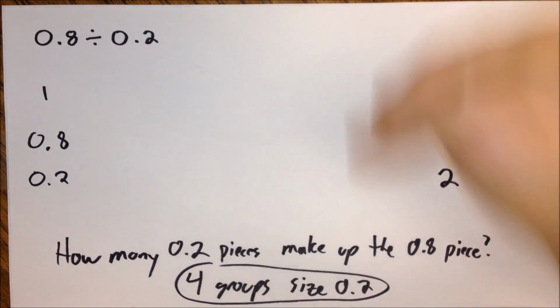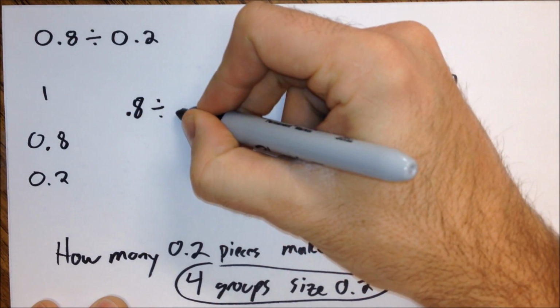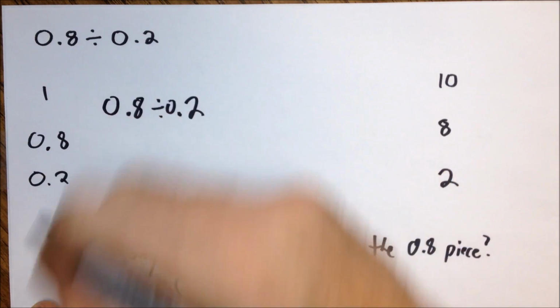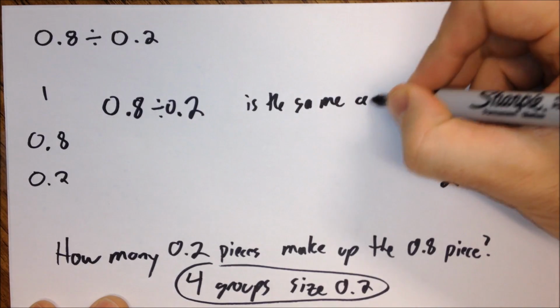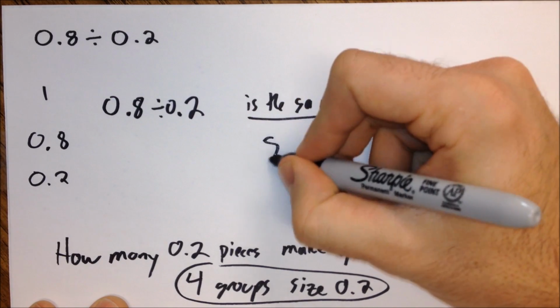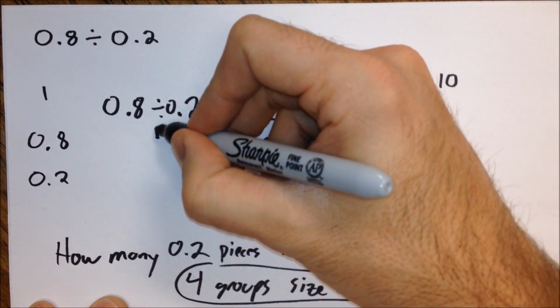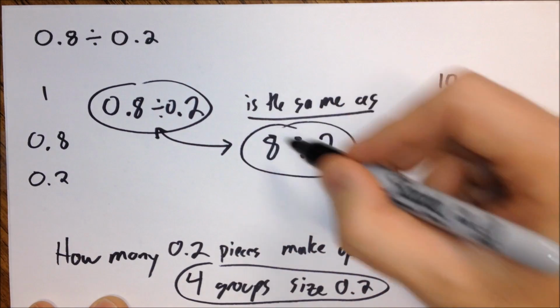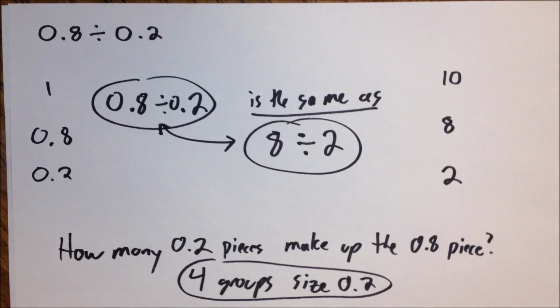And this brings us to our real basic idea. The basic idea is that 0.8 divided by 0.2 is the same as 8 divided by 2. So 0.8 divided by 0.2 is the same as 8 divided by 2. Well, that's nice. That means that this decimal place was really just kind of a distraction more than anything else. The problem is actually a very simple problem that we could have solved at the beginning.